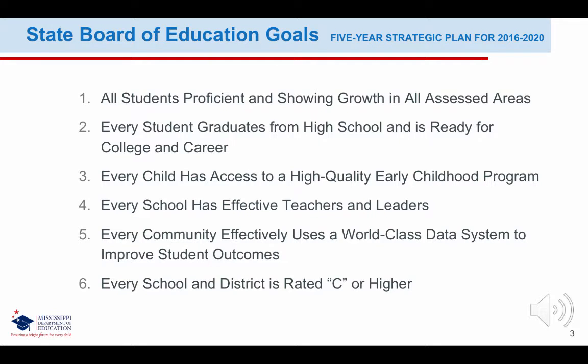The State Board of Education has a 5-year strategic plan for 2016 through 2020, which includes the following. All students are proficient and showing growth in all assessed areas. Every student graduates from high school and is ready for college and career. Every child has access to a high-quality early childhood program. Every school has effective teachers and leaders. Every community effectively uses a world-class data system to improve student outcomes. Every school and district is rated C or higher.